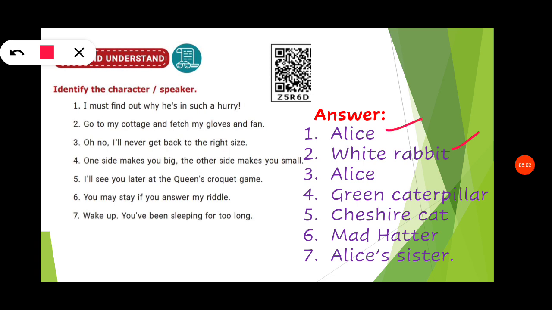Oh no, I will never get back to the right side. This is again uttered by Alice. One side makes you big, the other side makes you small. It is uttered by the Green Caterpillar. I will see you later at the Queen's Court game, uttered by the Cheshire Cat. You may stay if you answer my riddle, uttered by the Mad Hatter. Wake up, you have been sleeping for so long, uttered by Alice's sister.